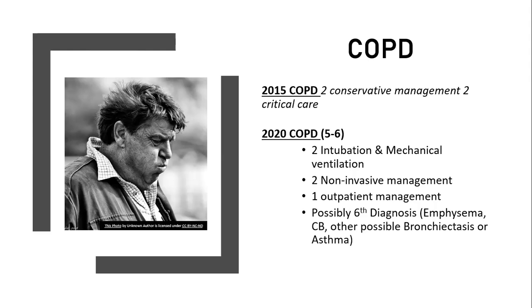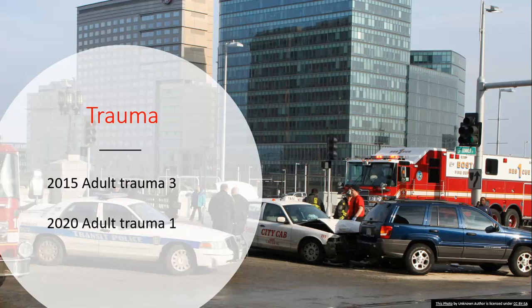There's a whole section of chronic airway disease, and that section includes these COPDs, but it also includes a 6th possible: emphysema or chronic bronchitis, and the other possibility could be bronchiectasis or asthma. So we're talking a minimum of 5, maximum of 6 COPD. So it's vital that students really understand COPD.